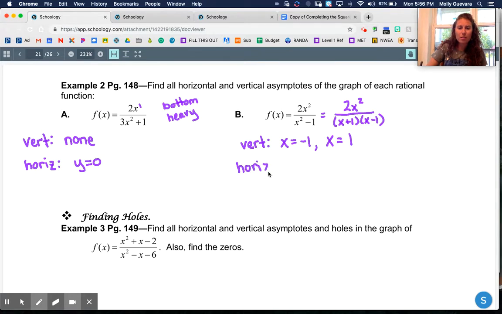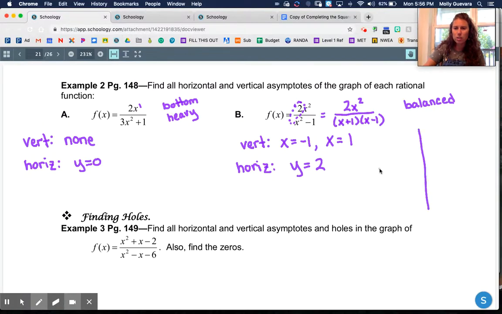And then the last thing we need to find is a horizontal asymptote. So for the horizontal, I'm going to look back at the original, right? I have x squared on top and x squared on the bottom. So this is balanced. And since it's balanced, I'm going to take the coefficients in front of the x squareds, which in this case is 2 over 1, which is just 2. So I have a horizontal asymptote at 2.